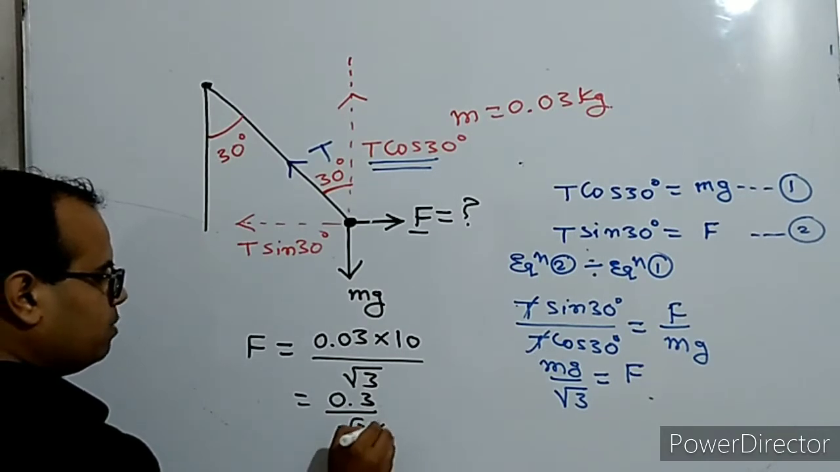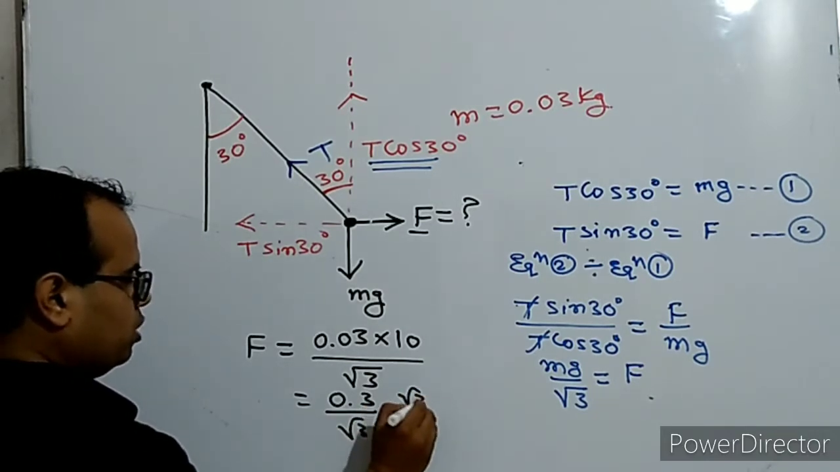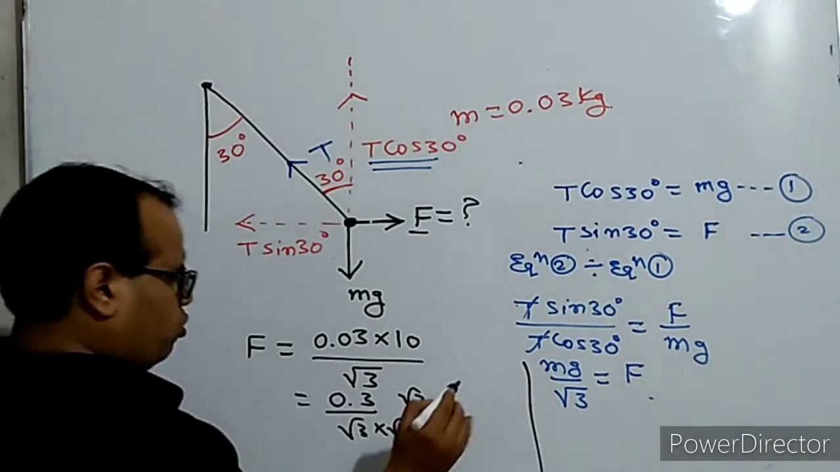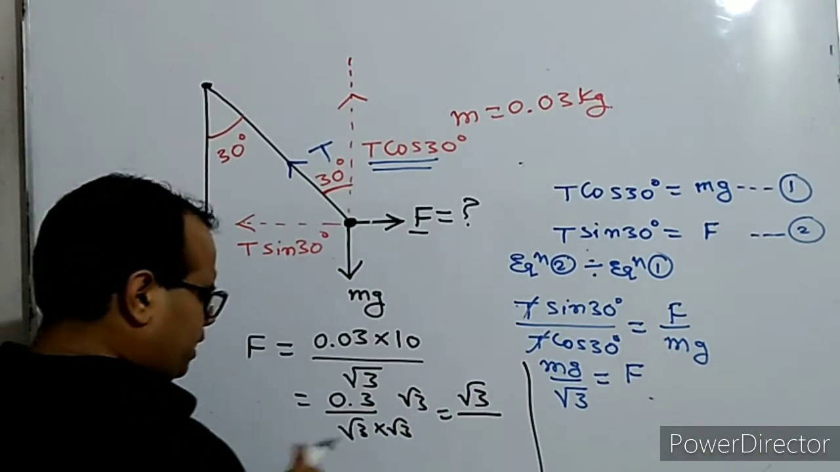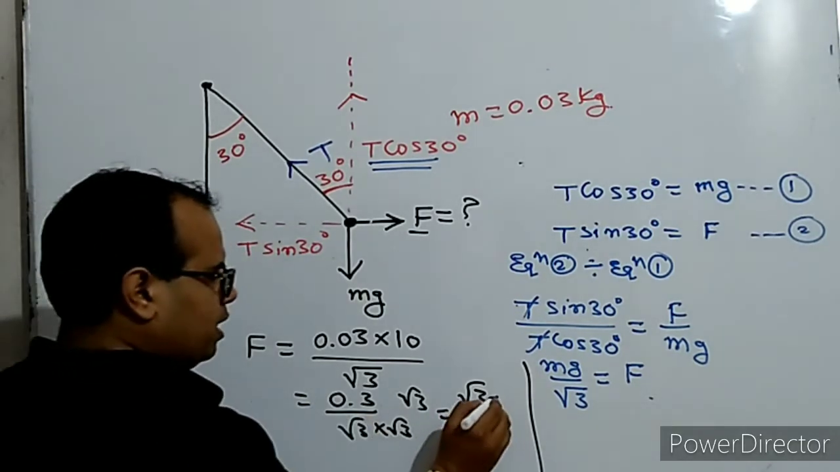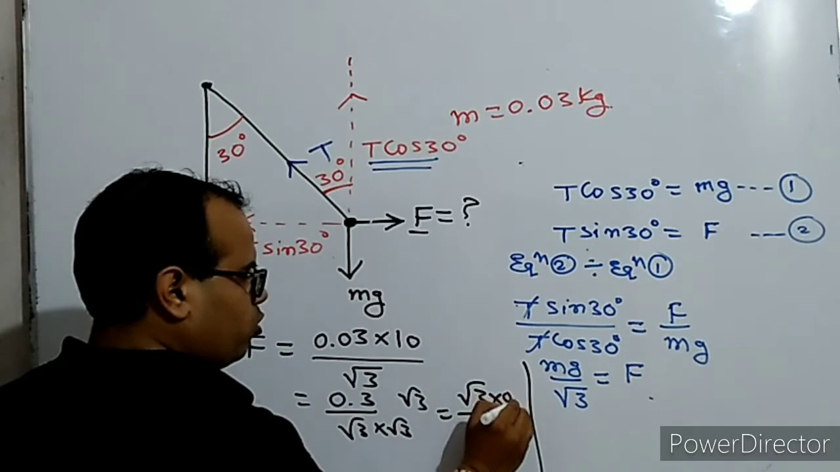You can multiply by root 3 and divide by root 3. So that gives you 3 basically. So you will be getting root 3 divided by root 3 into root 3 will be 3, and that is 0.3. So you will be getting here in the numerator 0.1.